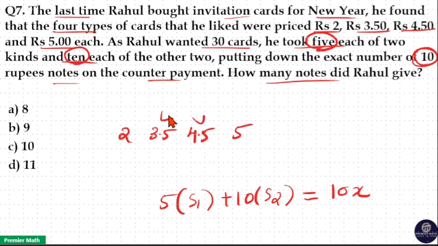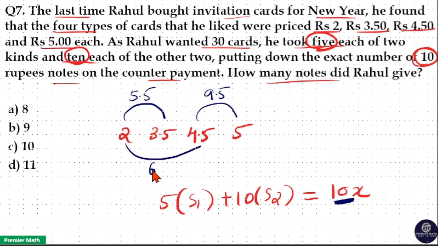Instead of this, if you take sum of 2 and 3.5, it is 5.5. Then sum of other 2 is 9.5. Now you can see 5 into any of this will not give you multiple of 10. So even if you take 2 and 4.5, it is 6.5. 5 and 3.5, it is 8.5. Now you will not get multiple of 10.